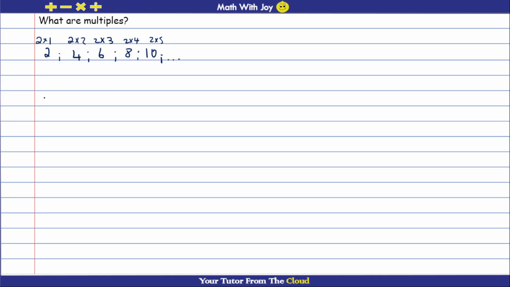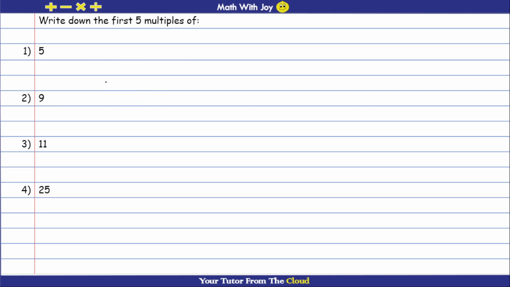You can also get the multiples of 10. You say 10 times 1 is 10. 10 times 2 is 20. 10 times 3 is going to be 30, and so forth. So these are considered to be multiples.